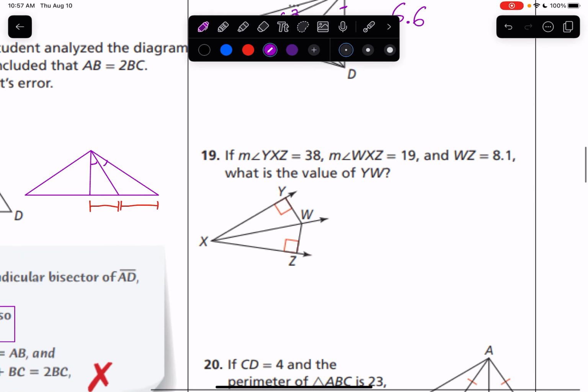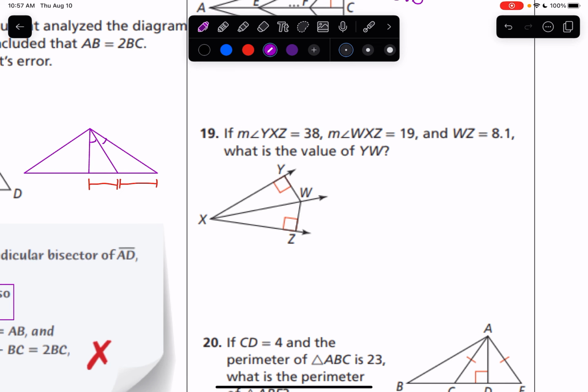Number 19, if the measure of angle YXZ is 38, so that would mean this entire thing is 38 right here. The measure of angle WXZ equals 19. Hey, if this is 19 and the whole thing is 38, the other thing has to be 19 too, because 19 plus 19 is 38. So both of those are 19.